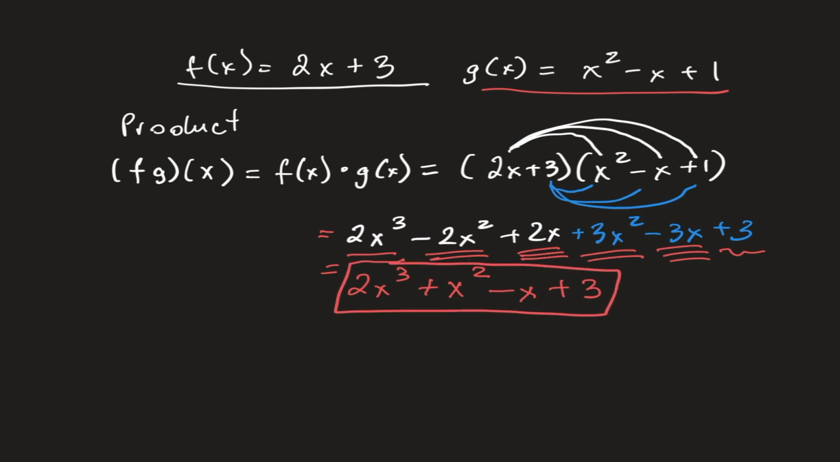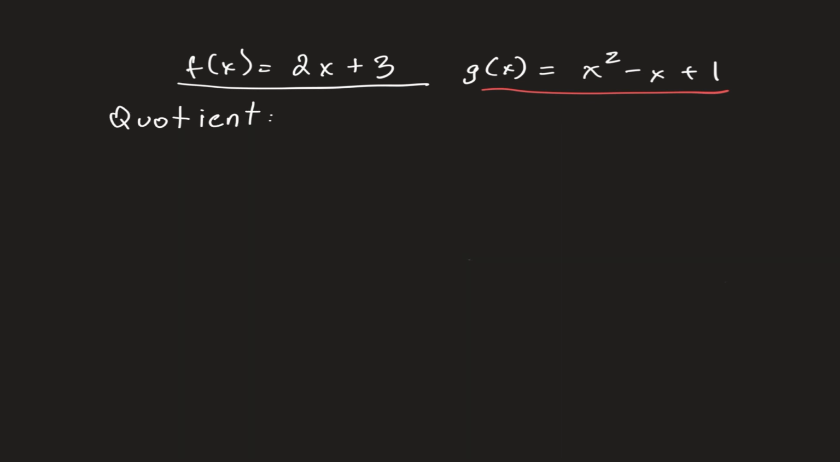That will be the answer to the product. Lastly, we have the quotient. In this case, I'm going to do it a little backwards and do g divided by f of x, which means g of x divided by f of x. But we also have to stipulate here that f of x cannot equal 0, because if it does equal 0, obviously the denominator would be 0 and we would have no solution. So that is one of the stipulations we have to have here.